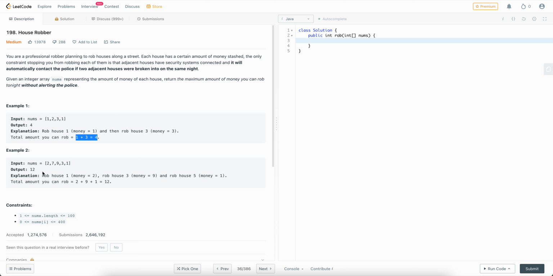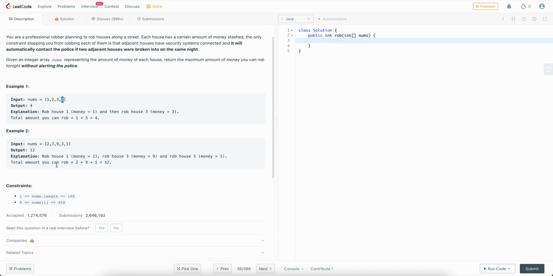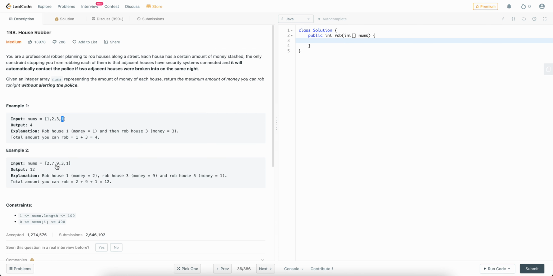If it was something like 1, 2, 3, 8, you would probably go and rob 2 and 8 or something, so that will be 10. So yeah, you get the idea.